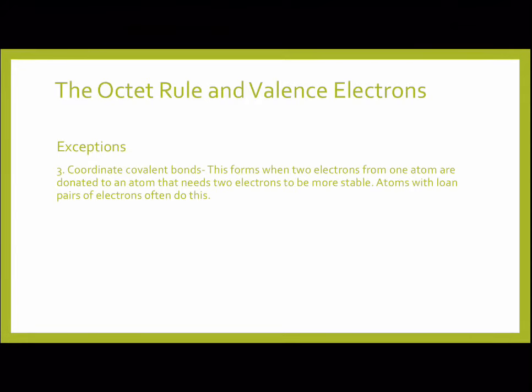Our next example is coordinate covalent bonds, and these form when 2 electrons from one atom are donated to an atom that needs more electrons to be stable. So atoms that have lone pairs of electrons are the ones that are going to do this. For our example, we have BH3, which had a suboctet, plus NH3. BH3, we've already drawn. So we have our boron with 3 hydrogens around it, and 2 electrons between each hydrogen.